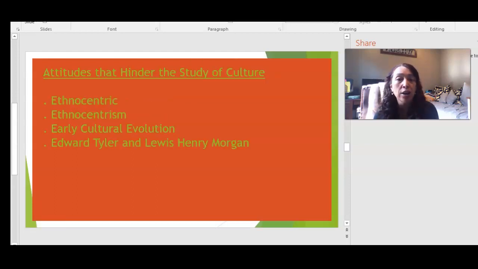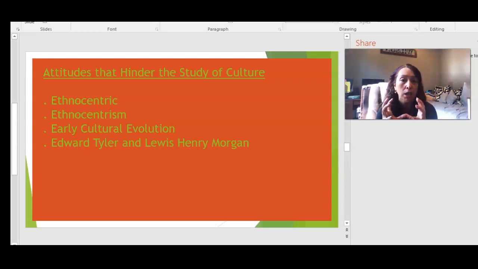All right, attitudes that hinder the study of culture. Ethnocentrism is a concept where people judge other people based on their own culture. It's very discriminatory. It's very racist. It came out of the school of early cultural evolution, where Edward Tylor and Lewis Henry Morgan put people into stages of development.